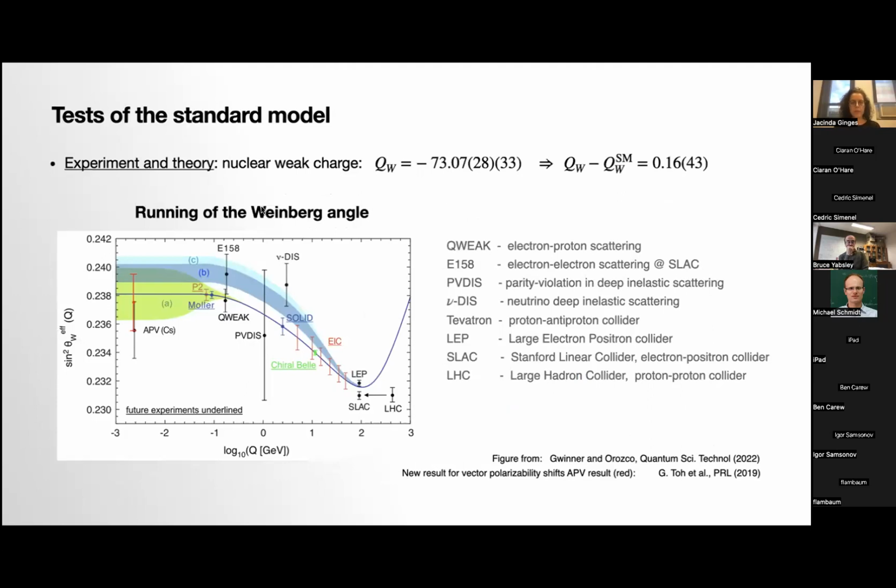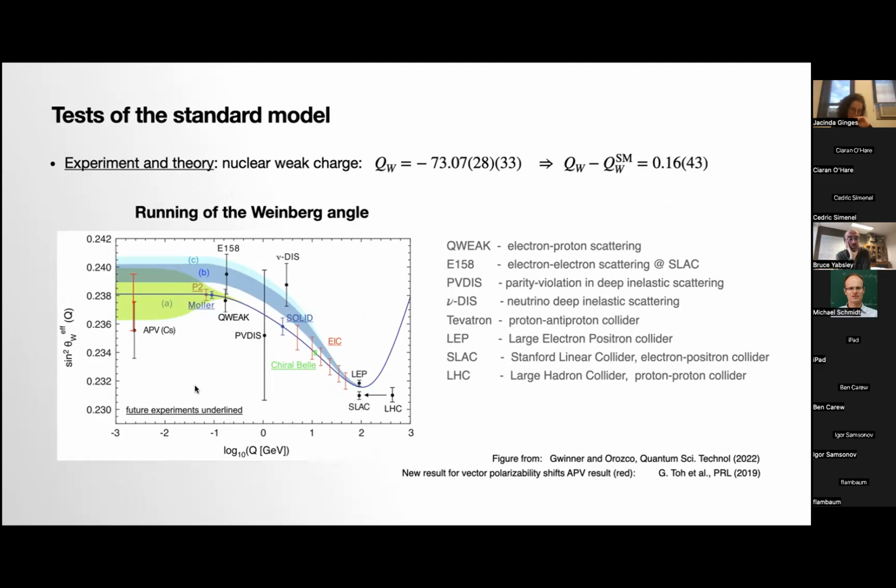So just to illustrate some of the tests that you can do with atomic parity violation, if you take the theory together with the experiment, you extract the following value for the nuclear weak charge, which deviates from the standard model by some value with an uncertainty. And let me just go back.